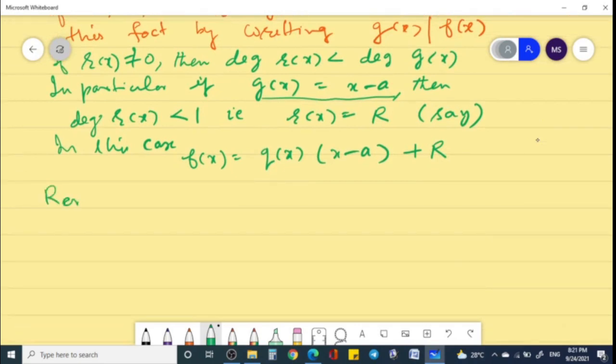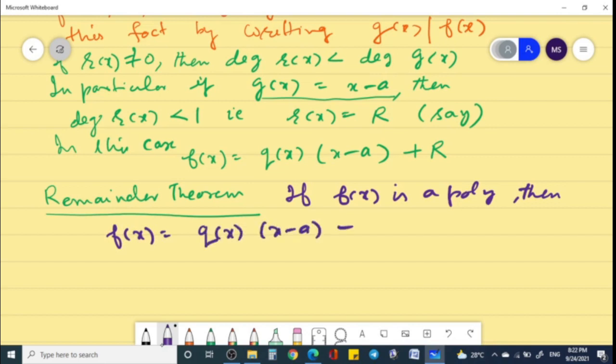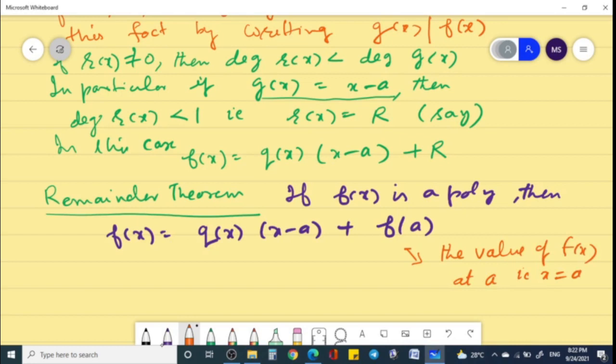So the remainder theorem is: if f(x) is a polynomial, then f(x) can be written as q(x) times (x minus a) plus f(a). f(a) is called the value of f(x) at a, that is, x equal to a, the value of this polynomial at a.